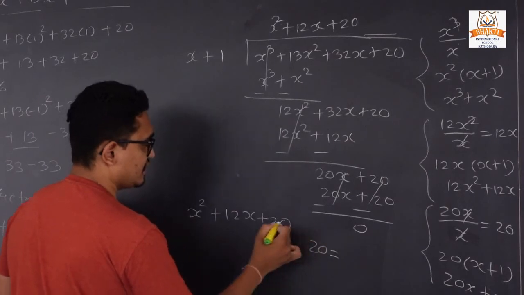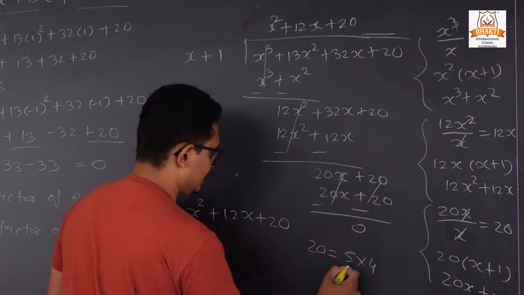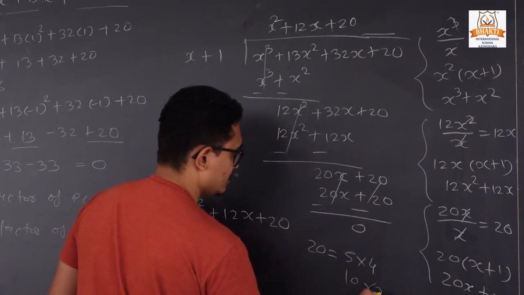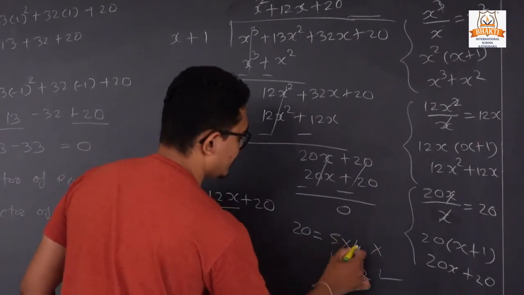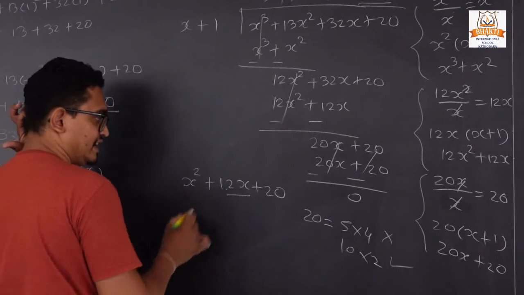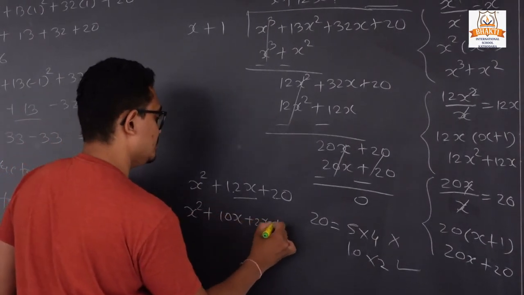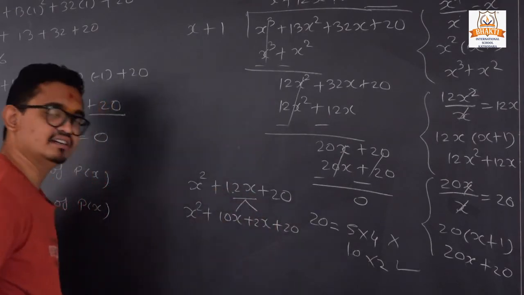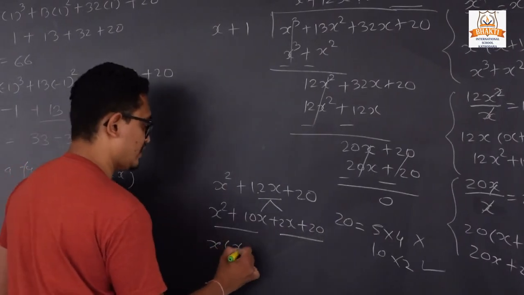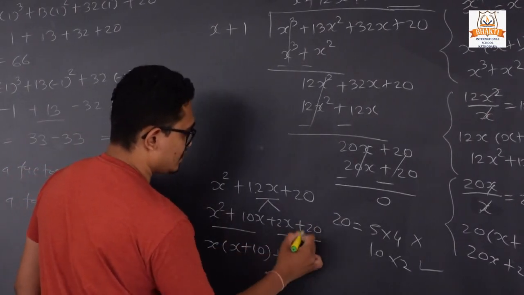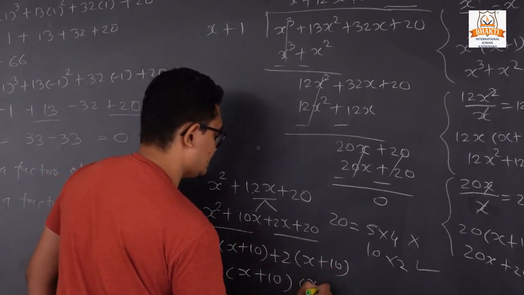Now what are the factors of 20? 5 fours are 20. Then 10 twos are also 20. So 10 plus 2 is 12. Clear? We use that pair, because 5 plus 4 would be 9, and here we require 12. So x square plus 10x plus 2x, because 12 is split like that, splitting the middle term. Now x is a common factor, here 2 is common. So first is x plus 10, second x plus 2.